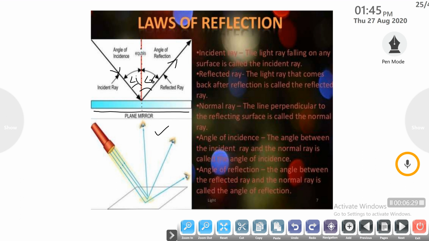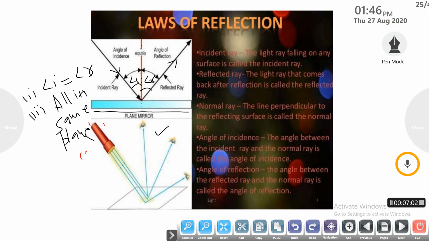So there are two basic laws of reflection. The angle of incidence is always equal to the angle of reflection in case of a plane mirror. This is the first law of reflection. The second law of reflection is that the incident ray, the reflected ray and the normal all lie in the same plane. I hope you have understood these laws of reflection.